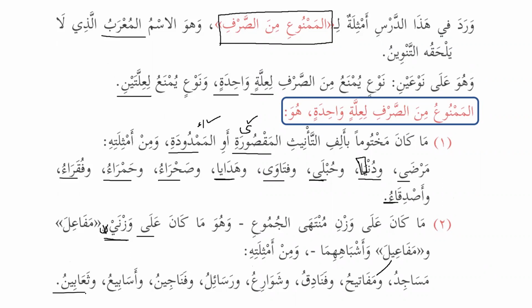So a noun can be ممنوع من الصرف for one reason, if it ends with ألف التأنيث المقصورة أو الممدودة, and number two, when it comes on the pattern of منتهى الجموع, that is the ultimate plural, which is two patterns, مفاعل and مفاعيل.